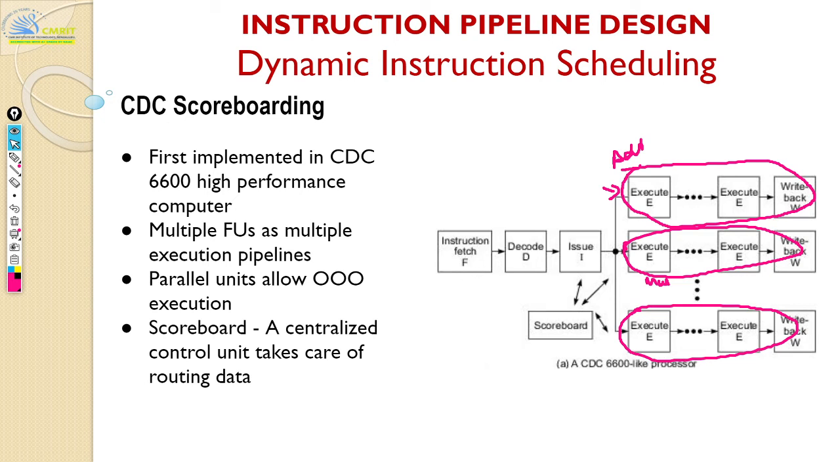And the scoreboard is a centralized unit that takes care of routing the data. Here one thing is, you assume that your data is already available. By the time you have issued it, it means you have the operands ready, and you're only waiting for the functional unit. You just have to choose which functional unit to go to based on their availability. So that's the main difference here.